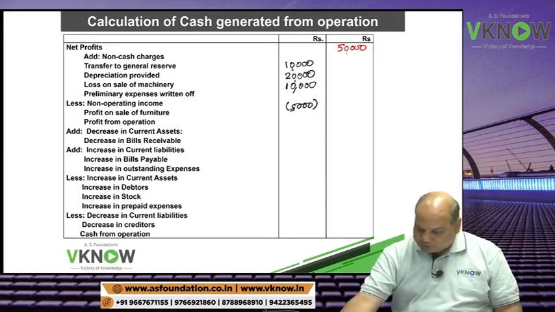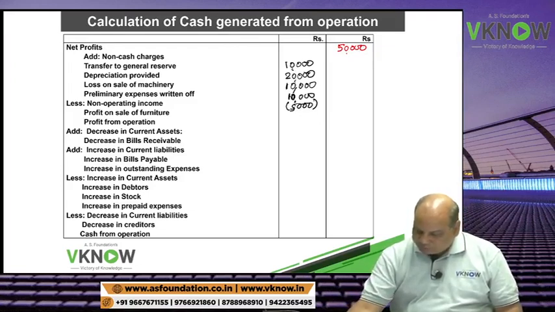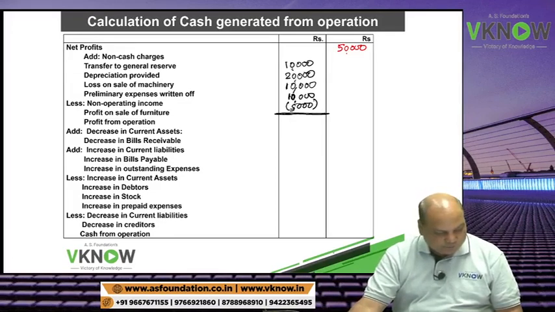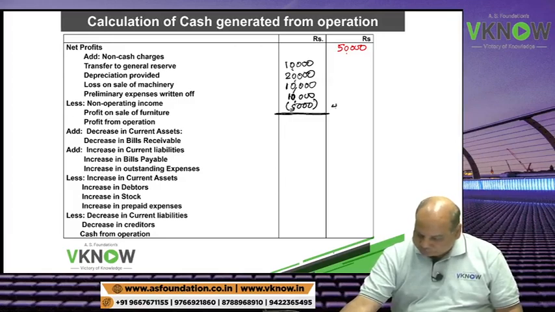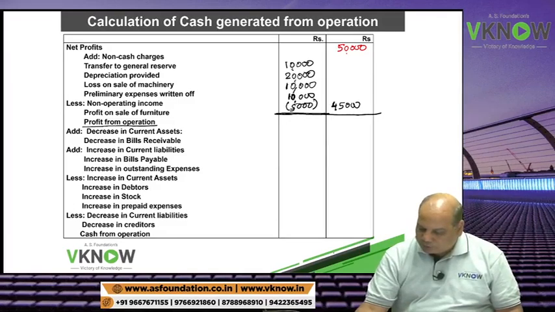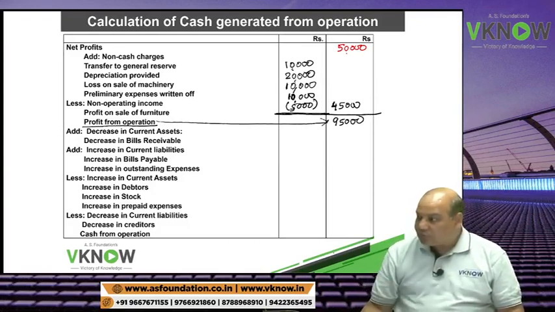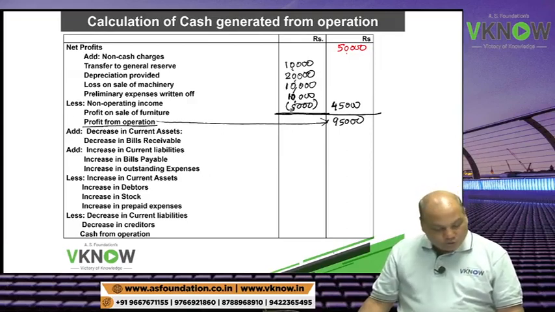And preliminary expenses 10,000, add back. These 5 items, you take the total and write in the outer column: 10 plus 20 plus 10 plus 10, 50, and 5 minus. So this is 45,000, I think. This is called profit from operation, 95,000. Now come to your question.